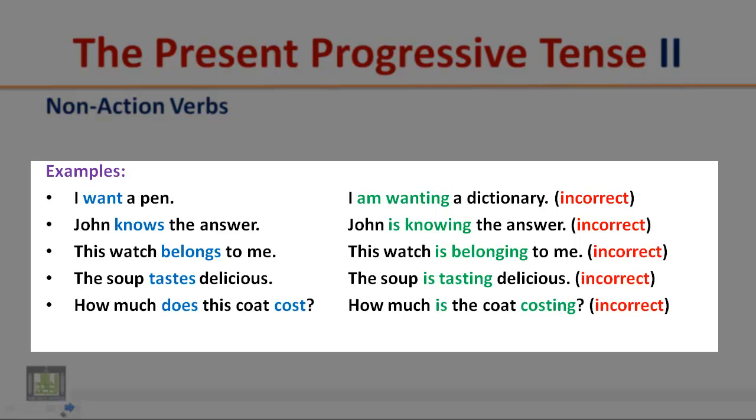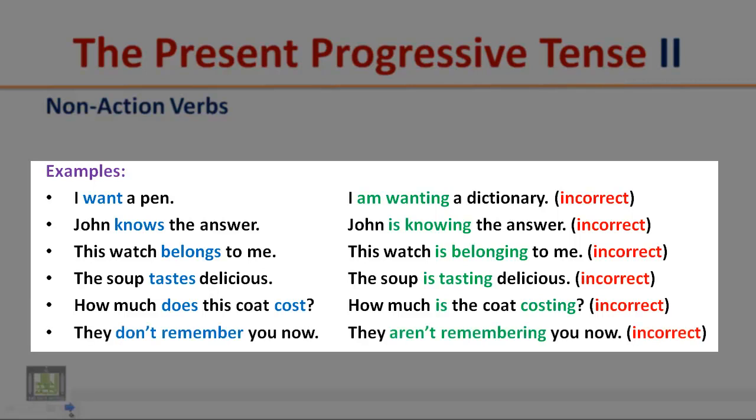How much does this coat cost? It's wrong to say, how much is the coat costing? This sentence is incorrect. They don't remember you now. It's wrong to say, they aren't remembering you now. This sentence is incorrect.